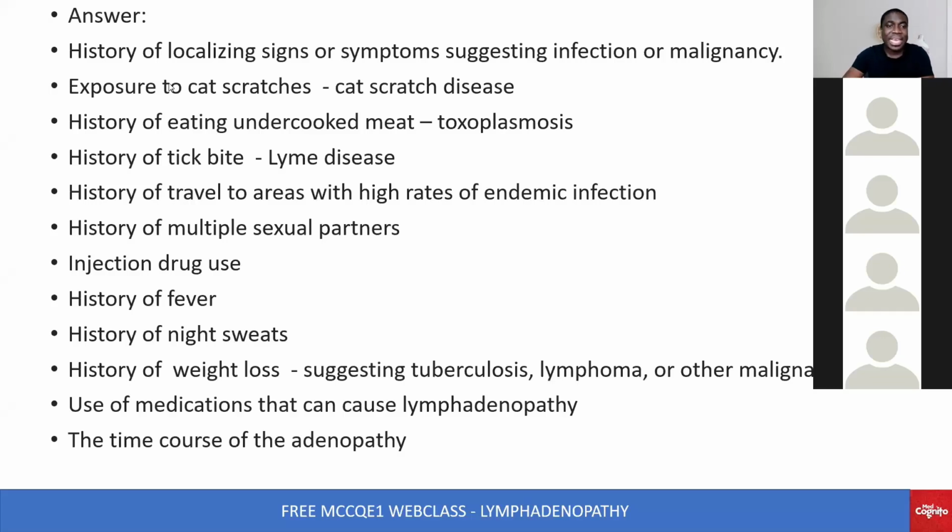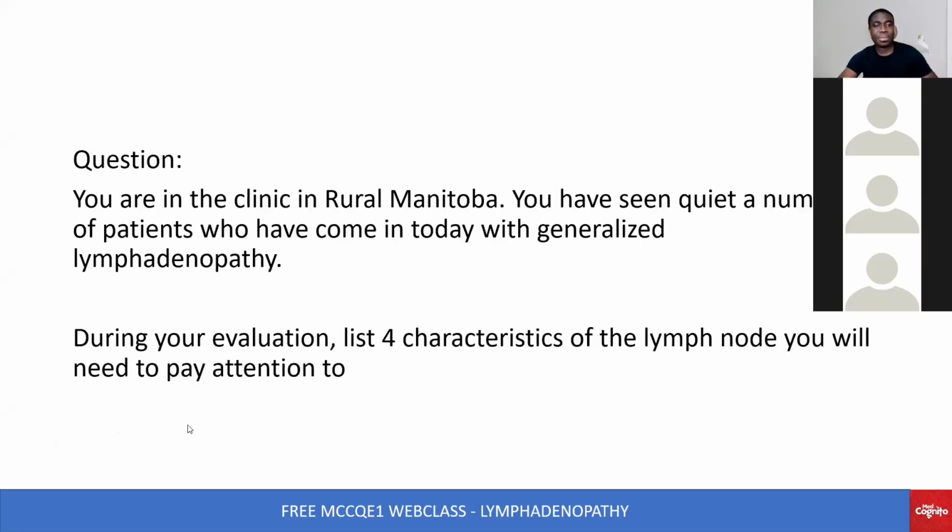Okay, some of the answers are: history of localizing signs or symptoms suggesting infection or malignancy, exposure to cat scratch. You remember cat scratch disease? History of eating undercooked meat, toxoplasmosis, history of tick bite, history of travel to areas with high rates of endemic infection, history of multiple sexual partners, injection drug use, history of fever, history of night sweats, history of weight loss, use of medication. I don't even see anybody talking about medications. I think we are now getting the concept well. Okay, good. Another question on lymphadenopathy.